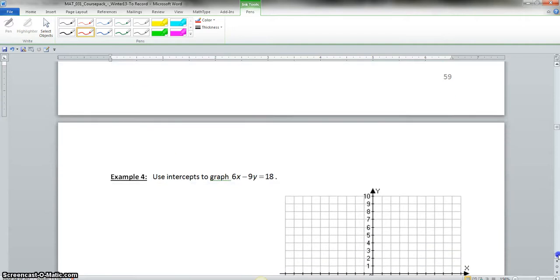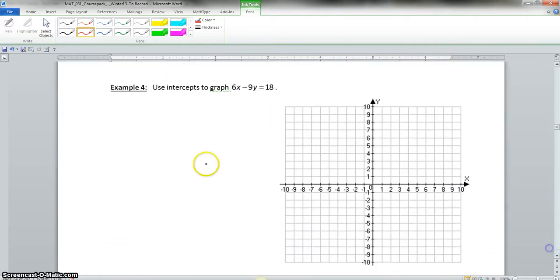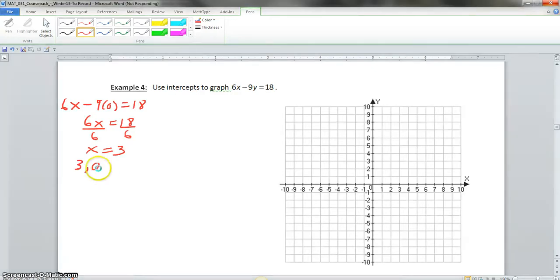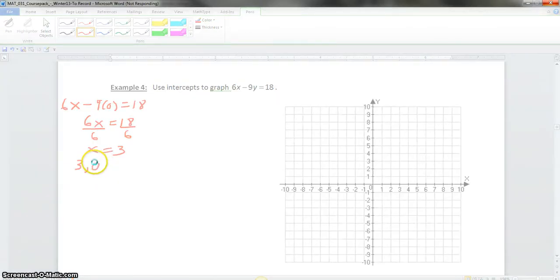Now we come down here to example 4. It says use intercepts to graph 6x minus 9y equals 18. So first let's find the x-intercept. That's when y is 0. So we have 6x minus 9 times 0 is equal to 18. So it'd be 6x minus 0, which is 6x, and it equals 18. We divide each side by 6, and x is equal to 3. Now, that's our first ordered pair here would be 3, 0. That would be the first thing that we would graph, which would be 3, 0.